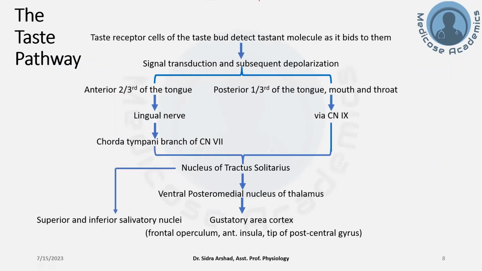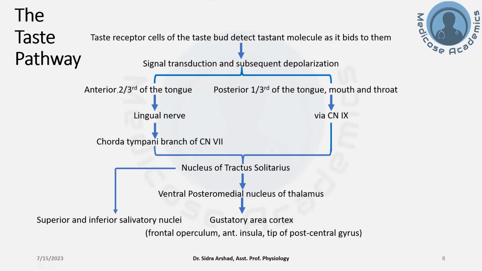Now that we have talked about the receptors, let's trace the taste pathway, how the taste sensation is carried over to the central nervous system. So taste receptor cells of the taste bud detect the taste molecule as it binds to the receptors found in the microvilli of the taste cells. When the taste molecules bind with their receptors, the signal transduction and subsequent depolarization is going to cause the release of neurotransmitter. This release of neurotransmitter is then going to cause action potentials in the relevant nerves.